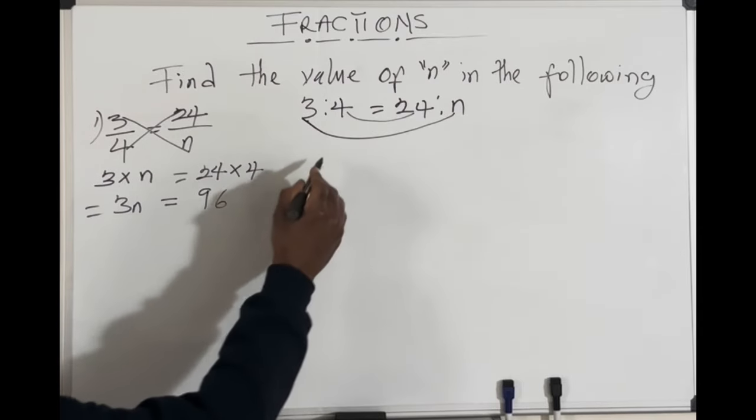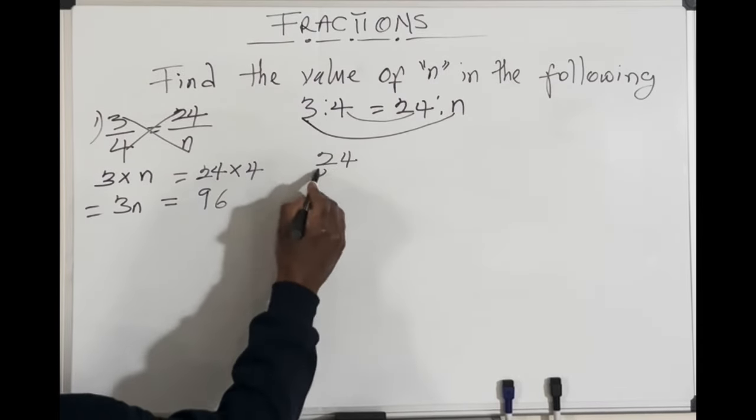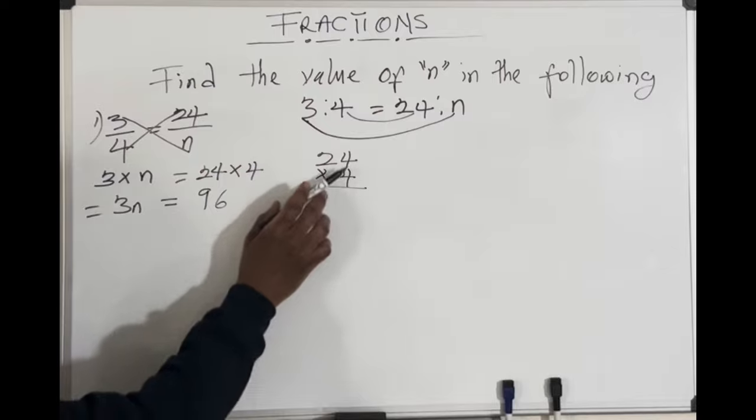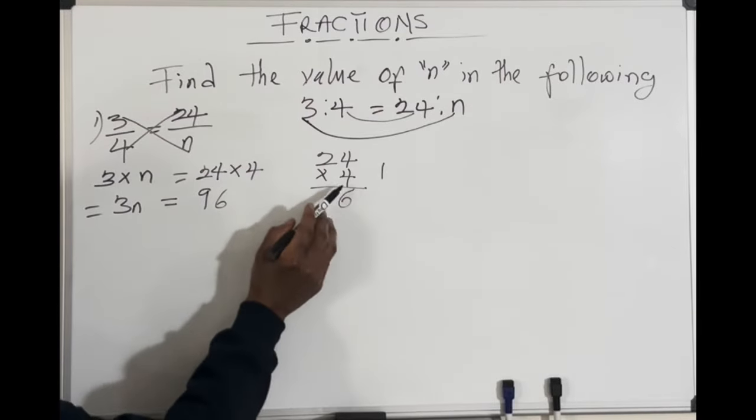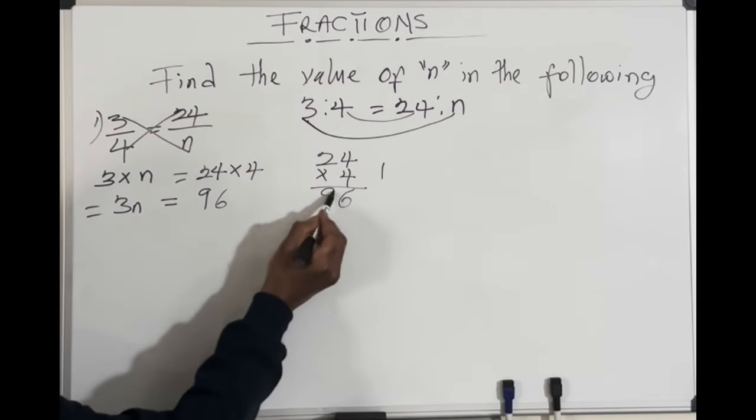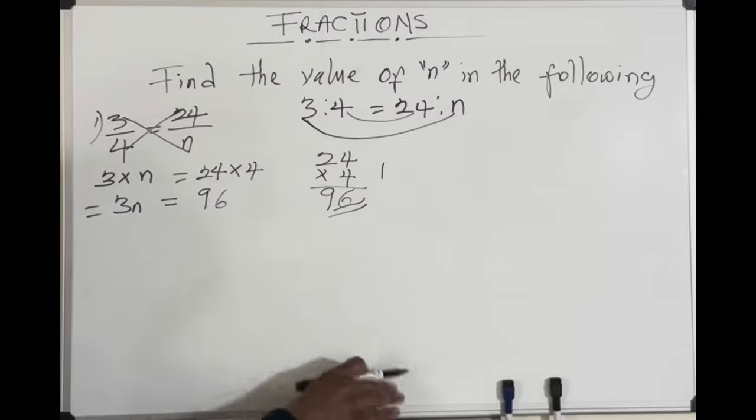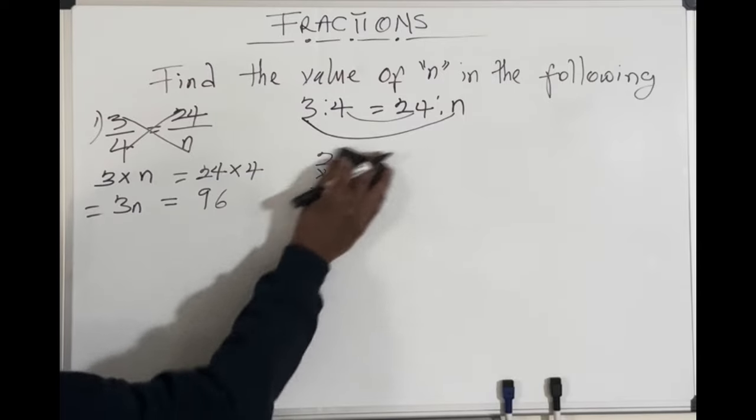How did I get that? It's simple. 24 times 4: 4 times 4 is 16, write 6 and carry 1; 4 times 2 is 8, plus the 1 is 9. So 96.